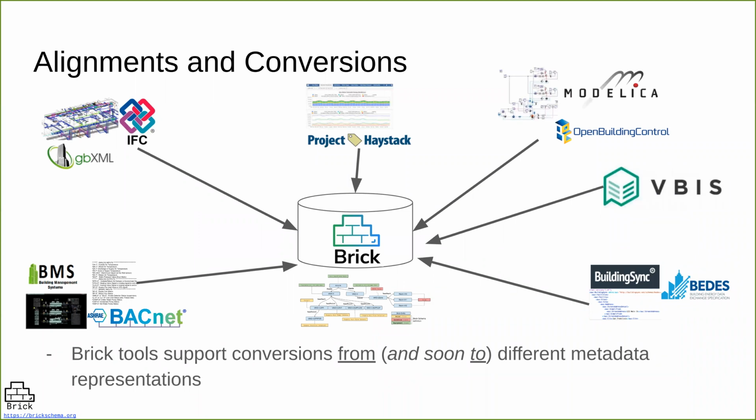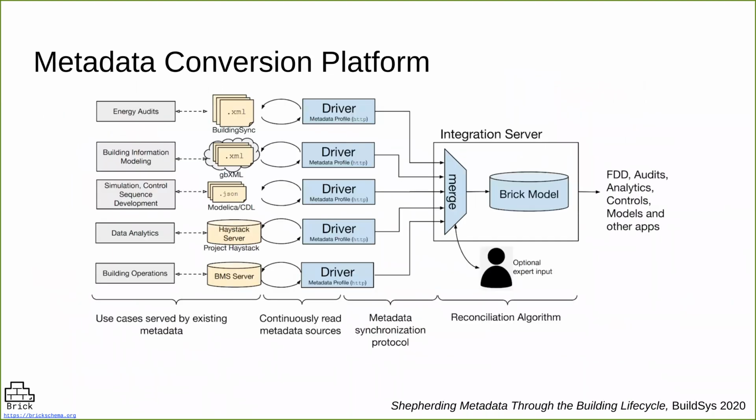And so what we've been working on are ways of supporting conversions from, and hopefully to, some of these different representations. So if you're working with VBIS for asset management, or Modelica for modeling your sequence of operations, or Haystack for managing your data, or BuildingSync for running your audits, you can produce a Brick representation from each of these models and use that to drive the creation of your applications. We wrote a paper on this, which we presented late last year, and there'll be a link to that paper at the end of the talk.